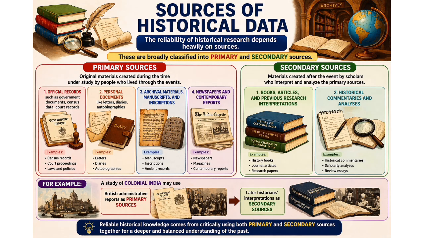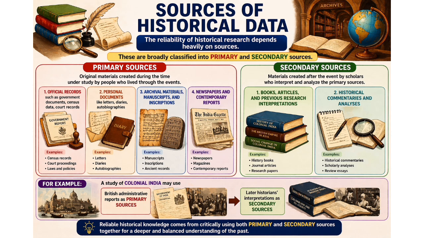Sources of historical data. The reliability of historical research depends heavily on sources. These are broadly classified into primary and secondary sources. Primary sources include official records such as government documents, census data, court records. Personal documents like letters, diaries, autobiographies. Archival materials, manuscripts, and inscriptions. Newspapers and contemporary reports. Secondary sources include books, articles, and previous research interpretations.